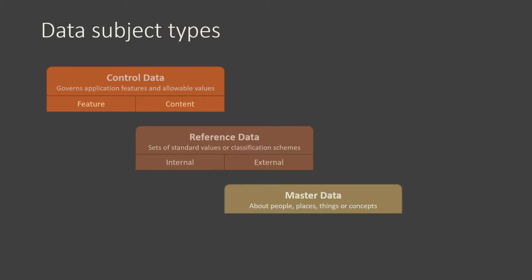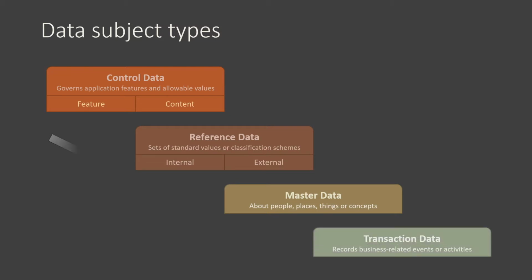Then there is master data. This describes people, places, things, or concepts important to the business, such as customers, employees, products, sales territories, etc. And lastly, transaction data. Transaction data is data generated from the day-to-day business events and activities, such as product sales, purchase of supplies, customer support calls, to name a few.